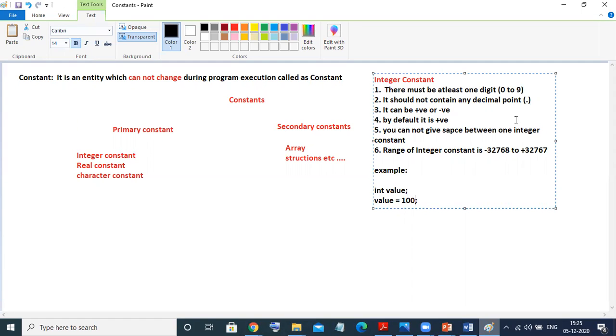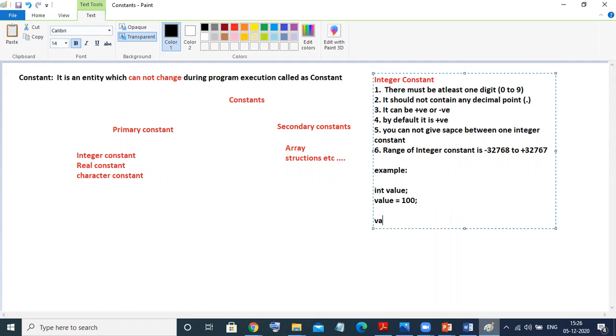Then you cannot give a space in between the integer. That means you want to assign a value of 100, but if you give a space, these two are now not a single integer. These are now different digits, which is not allowed. So mind it well, you should not give any space in between. And you check whether this number is in between the range. Of course, 100 is in between the range.